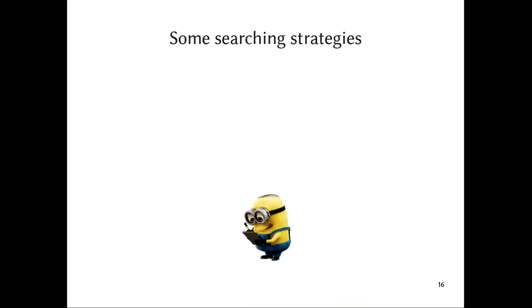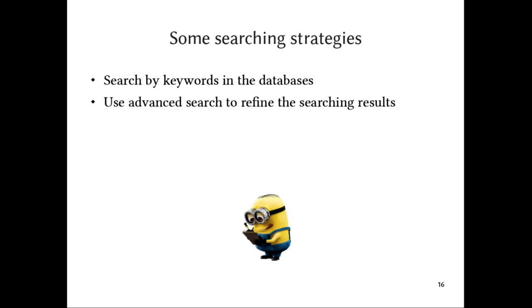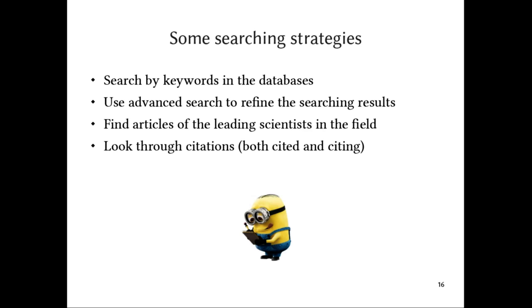So about search strategies. Of course, there are many ways. All of them are digital. First of all, you can search by keywords in the databases. That means that you go to a specific portal, start searching there. You can use advanced search to refine your searching results. So not only giving the keywords, but also specific details, metadata. You can also find articles of the leading scientists in the field and subscribe to their updates. And you can look through citations, both cited and citing.